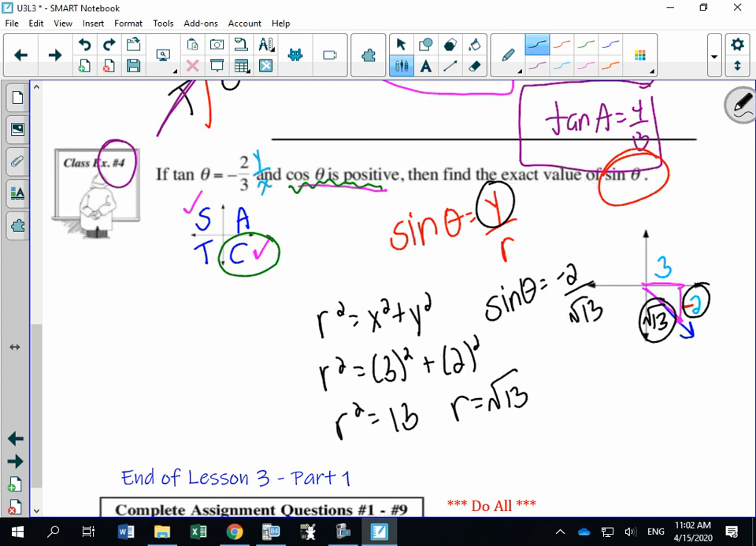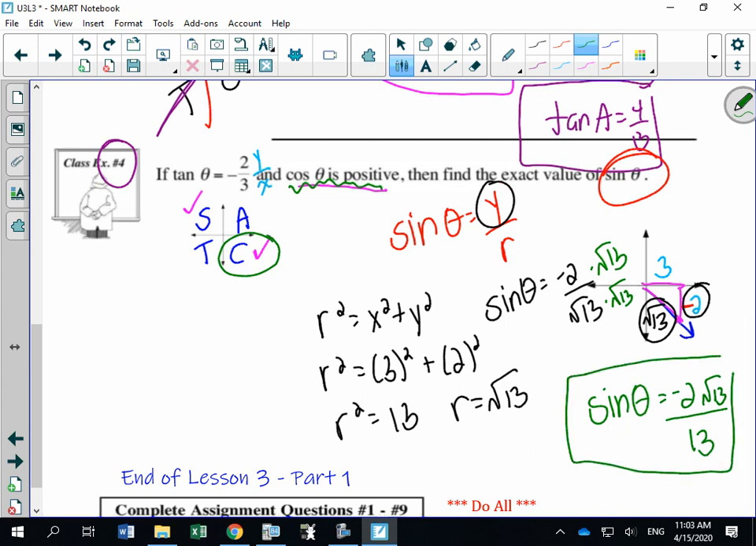Would you box this in? Do you think you're done? The answer is no. We have to rationalize. So let's multiply both numerator and denominator by root 13. And the sine of theta is equal to negative 2 root 13 all over 13.